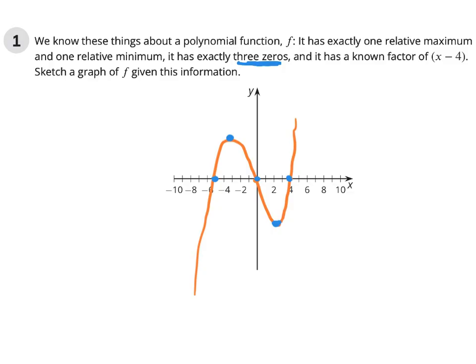It has a known factor of x minus 4. To go from a factor to an intercept, you change the sign. So I picked the other two factors just to make the graph. You can pick anything you want. This is freedom of choice on these problems.